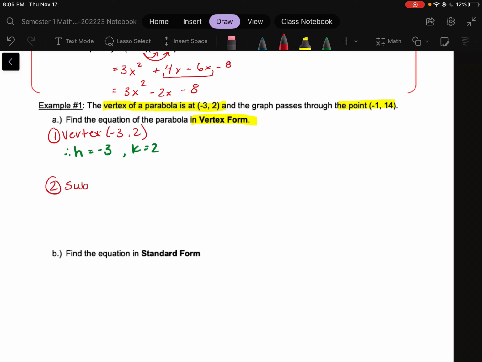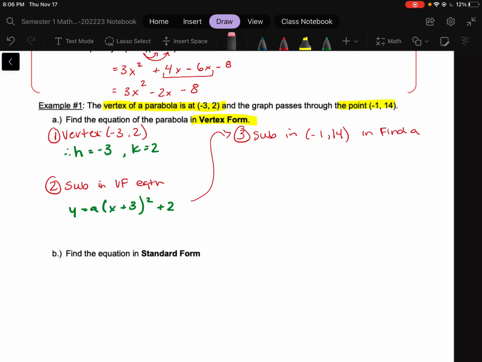Step 2 of this is we have to sub into our vertex form equation. So this is very similar to yesterday's lesson. So this means we have y equals a. We do not know our a, but we know our h is negative 3, so it's going to be x plus 3 squared, plus 2 because we know our k. Step 3 now is we need to sub in our point that we know, which is negative 1 and 14, in order to find a.